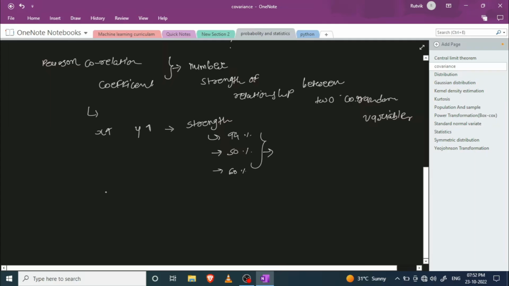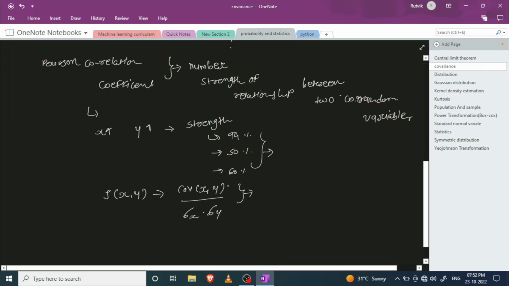So what is the formula for this one? If I want to identify the relationship between two variables, then the equation for that is like this: covariance of xy divided by sigma x times sigma y, right? So this is the equation for the Pearson correlation coefficient.